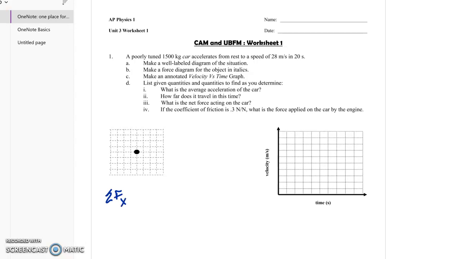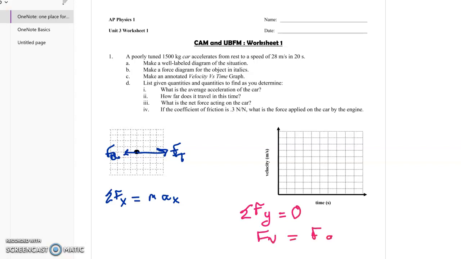Sum of the forces in the X. So it's going to be force traction this way, force drag this way, and so that's going to equal the mass times the acceleration in the X. And then the sum of the forces in the Y we know equals mass times acceleration in the Y. But really it's 0 because force normal we know is equaling force G.